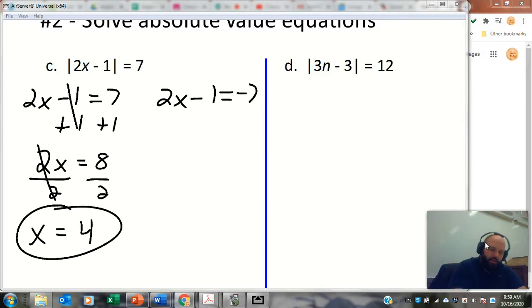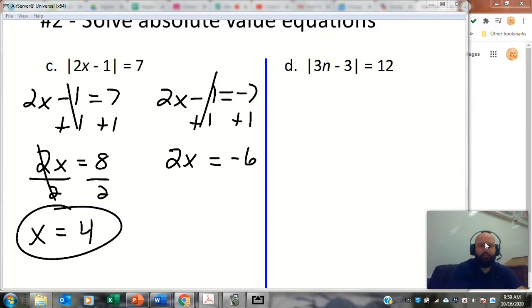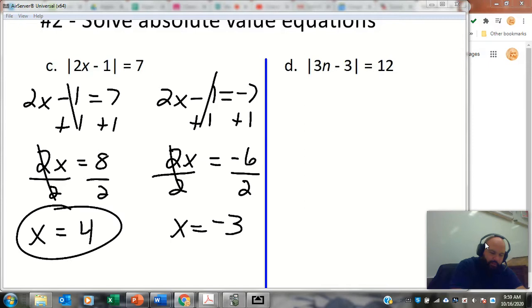The next equation is plus 1, plus 1. So we're going to cancel out the plus 1 minus 1, same as the last one. We do get a different result on the right-hand side, though. You can see that negative 7 plus 1 turns into negative 6. And then we're going to divide by 2 on both sides, and you get x equals negative 3.